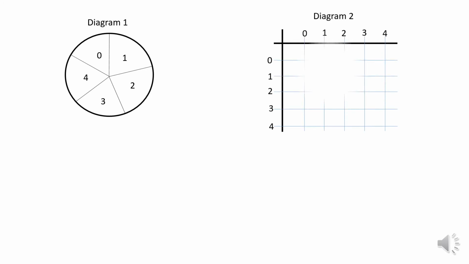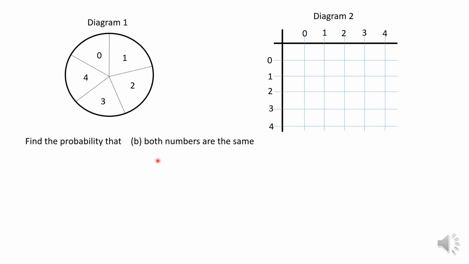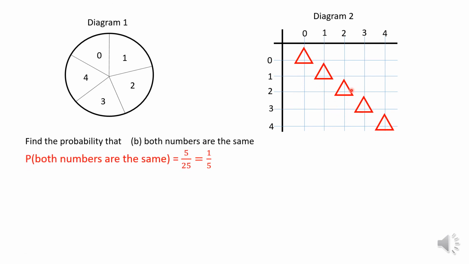So let me bring that back here. The question is asking, find the probability that both numbers are the same. This is where you have a 1 and a 1, a 0 and a 0, a 2 and a 2. Remember, our grid is out of 25. If you count, you'll see that you have 5 out of 25, which simplifies to 1 over 5.